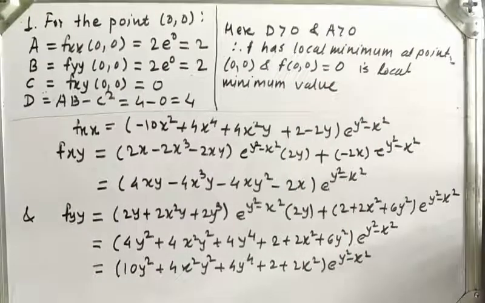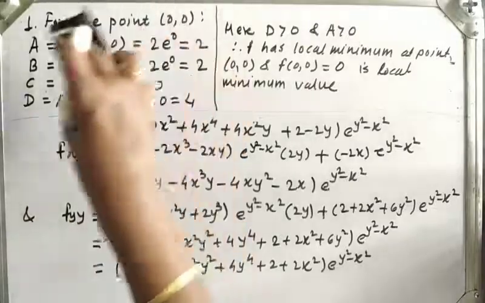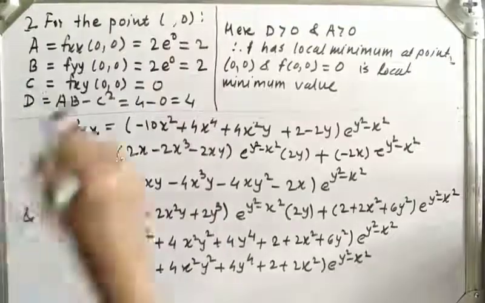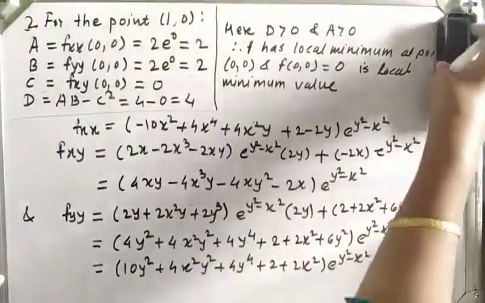Now let us find out for another critical point, that is the second, for critical point (1, 0). So let us find out.